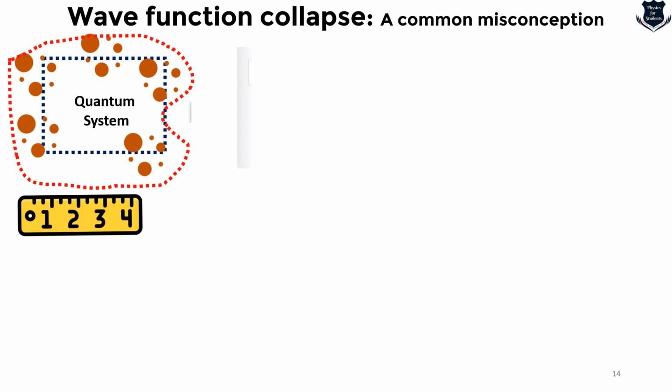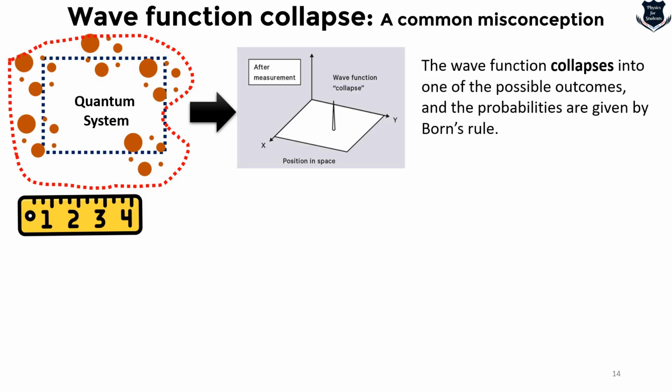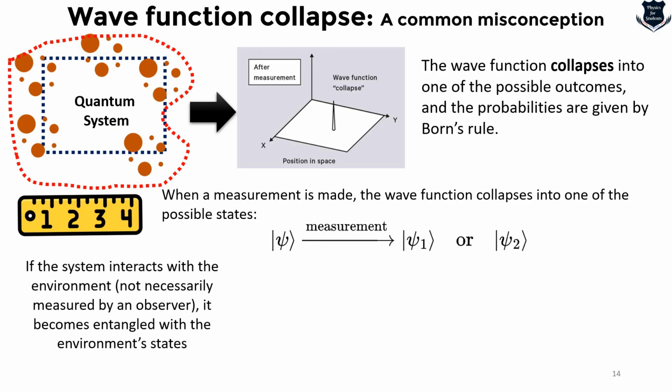So the moment we start measuring it, it causes a wave function collapse, and this wave function collapse gives the probability outcomes, and Born's rule helps us to measure them. So from here what we can say is that the wave function collapses into either of these possible states. When we measure this, it gets into either psi1 or psi2 with probability C1 squared and C2 squared respectively.